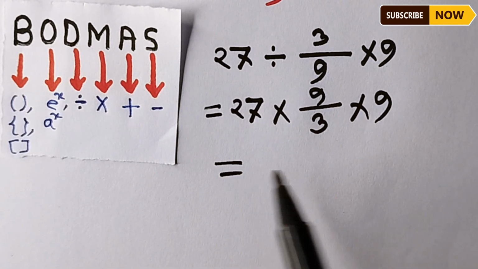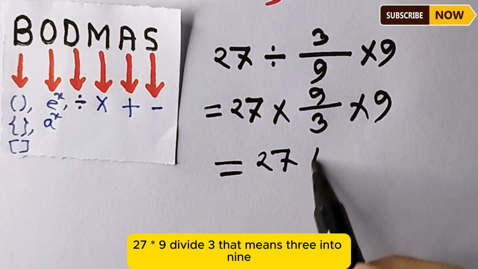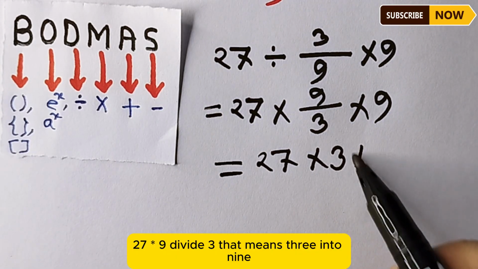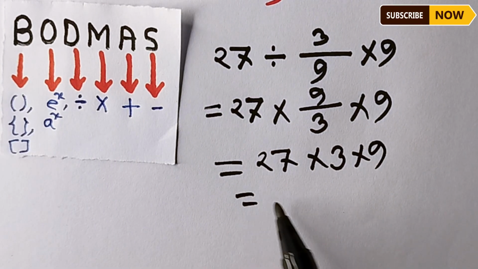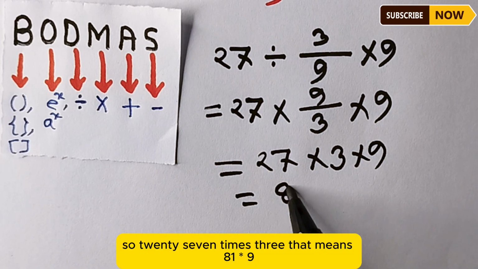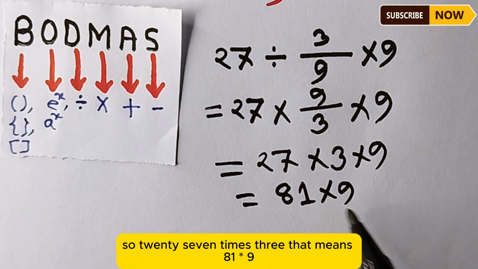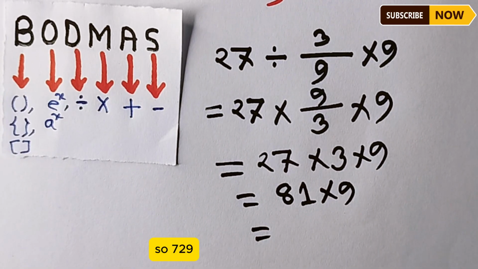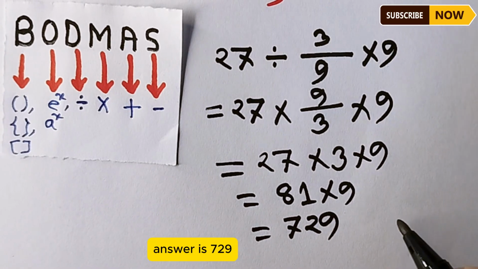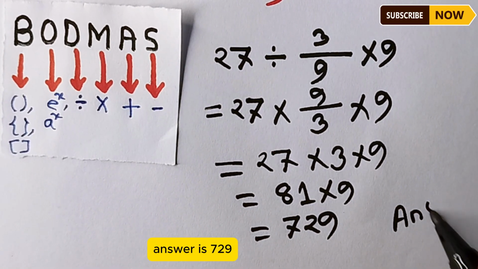Okay, 27 times 9 divided by 3, that means 3 into 9. So 27 over 3, that means 81 times 9. Answer is 729.